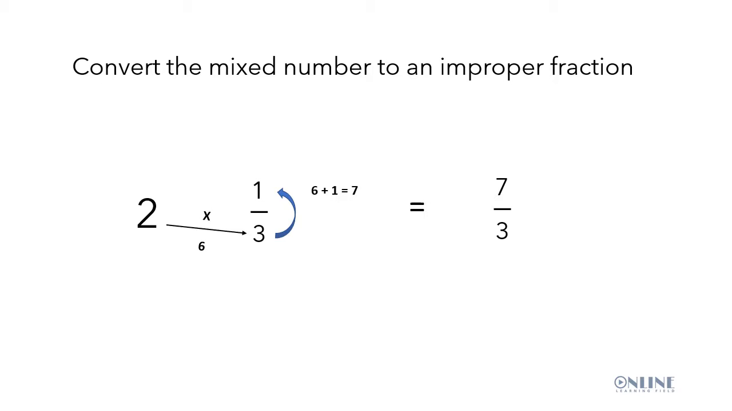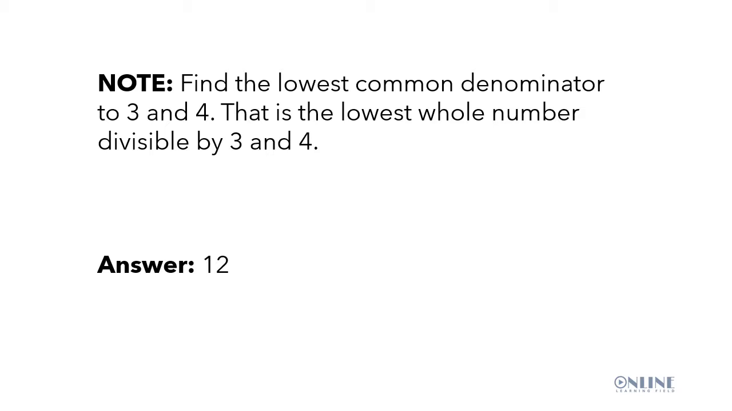The second step is to add the result of the multiplication, which is 6, to the numerator 1. The addition will give us 7. The last step is to place the 7 over 3, which is the denominator of the fraction. We have now converted 2 1/3 to the improper fraction 7/3. To add up 7/3 and 1/4, we need to find the lowest common denominator divisible by 3 and 4.